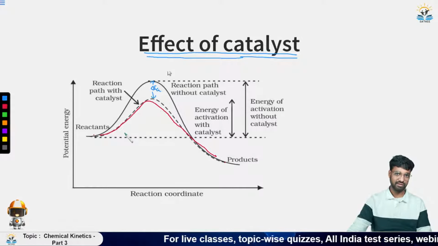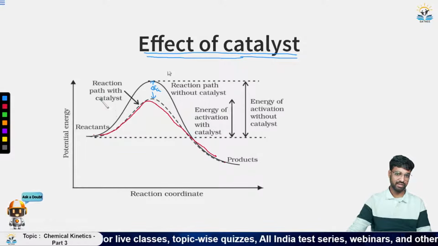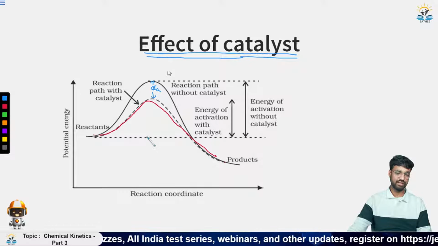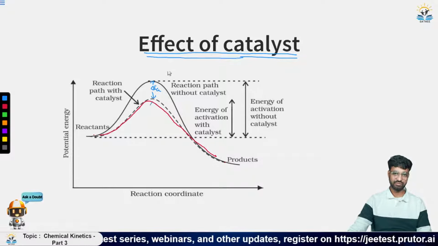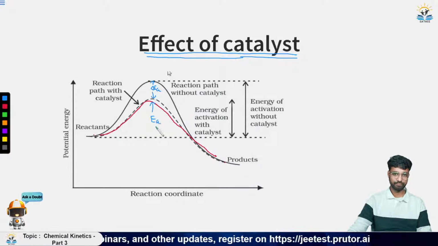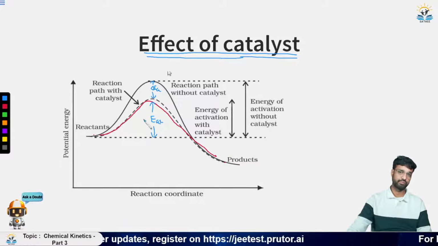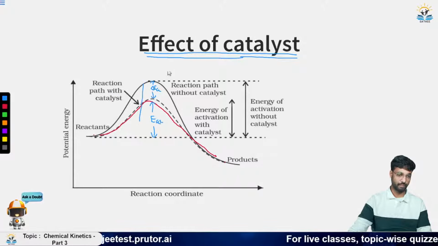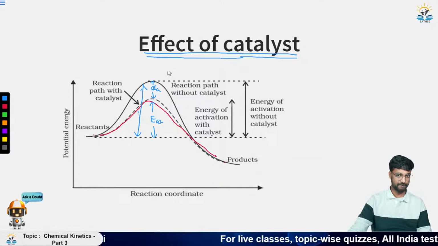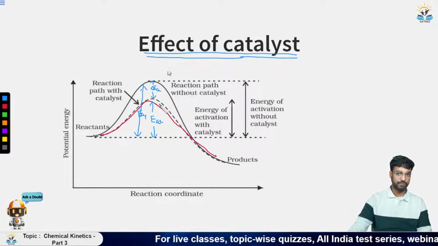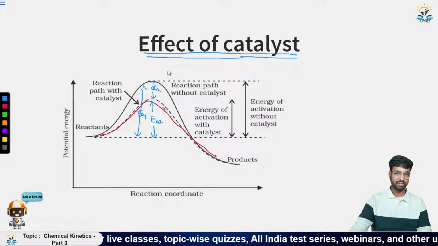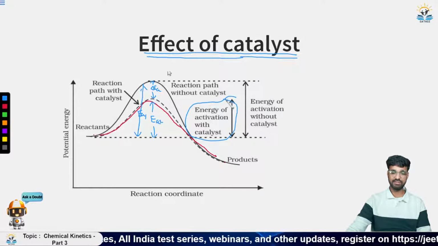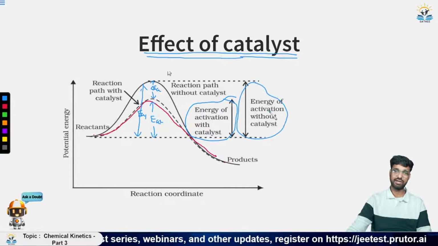We know very well that without catalyst, this is EA1, the activation energy without catalyst, and this is EA2, the activation energy with catalyst. So if you mention it here, this is EA2 and this is EA1. So this is the drop in EA, that is EA1 minus EA2. It is mentioned here also: activation energy with catalyst and activation energy without catalyst.